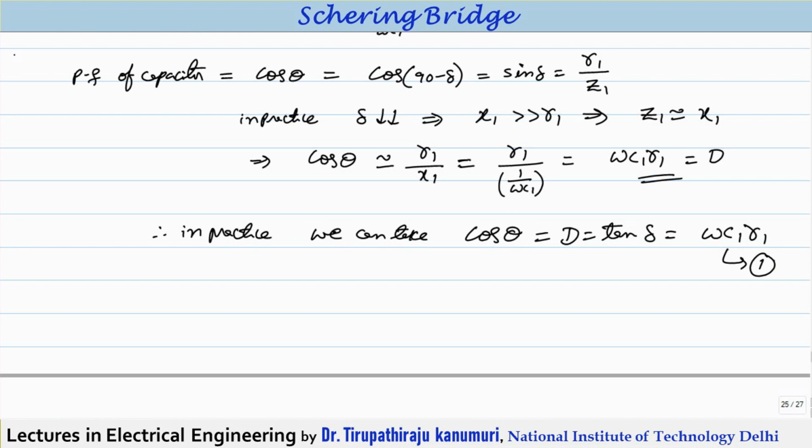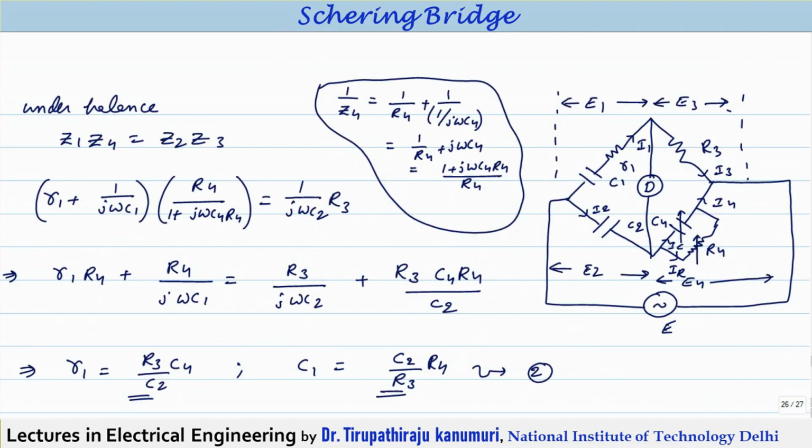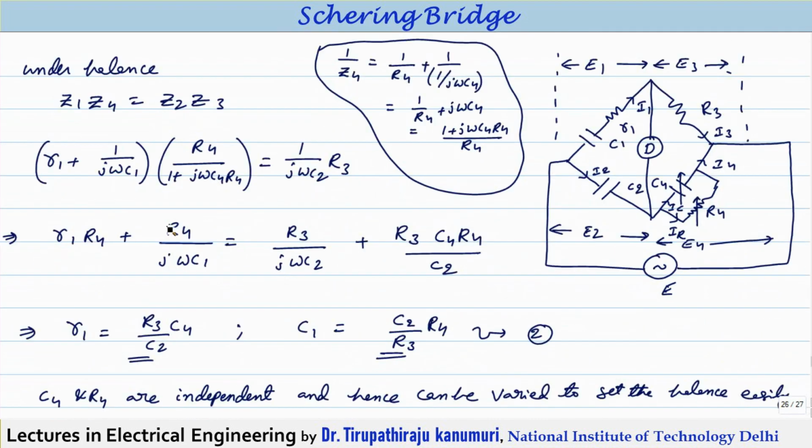So now let us proceed further. Let us calculate under balance condition how to calculate this capacitance. Again, first we will see how to calculate Z4. 1 by Z4 is equal to, because it is a parallel circuit, 1 by resultant impedance is equal to 1 by impedance of the first one plus 1 by impedance of the second one and so on. I have just taken the sum, so you will get it like this. So from this Z4 will be the inverse of this one, that means R4 by 1 by j omega C4 R4.